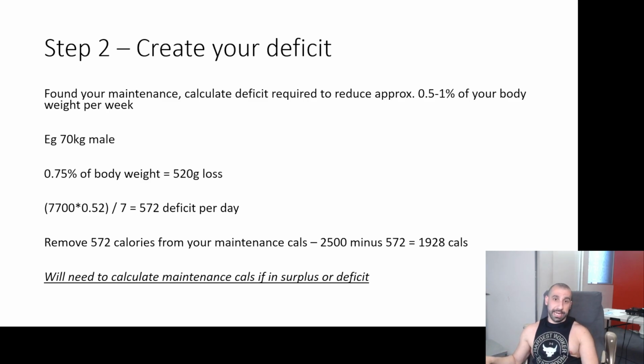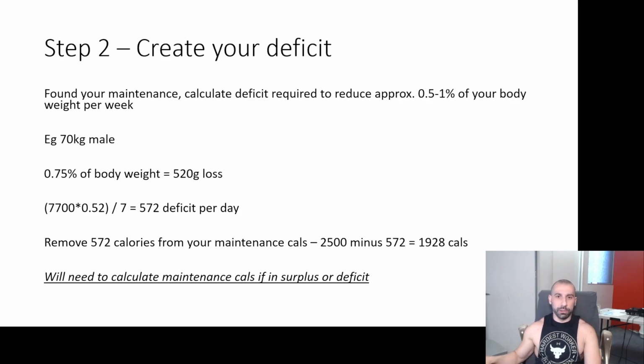So let's say that this 70 kilo person worked out that their maintenance calories is 2,500. So if they eat 2,500, that's going to maintain their body weight. We want to lose 520 grams per week, around there. We worked out that we needed to make a 572 deficit per day to achieve that. So we remove that 572 deficit from the 2,500. That our initial calories that we're going to aim for is going to be 1,928 calories.